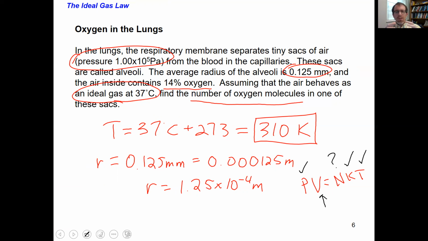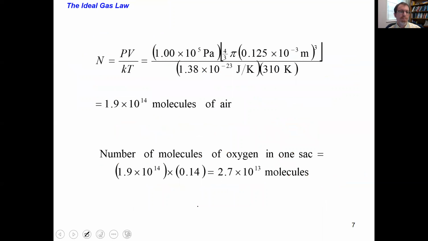Well, these sacs, we can model them as if they are spheres. The volume of a sphere is 4/3 pi r cubed. All right. So given that formula for volume, we can take our value for r and plug it in and get the volume of one of these sacs. Right. Let's put all this together.